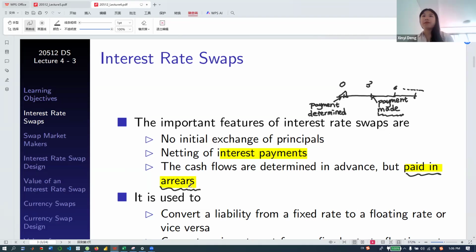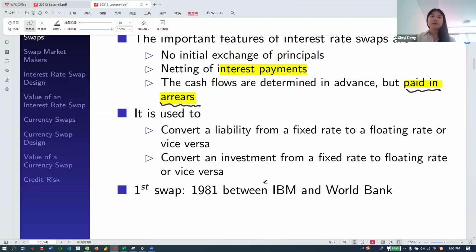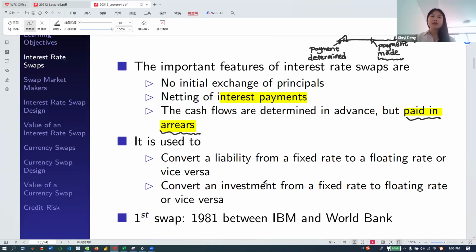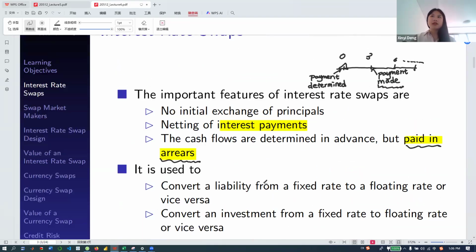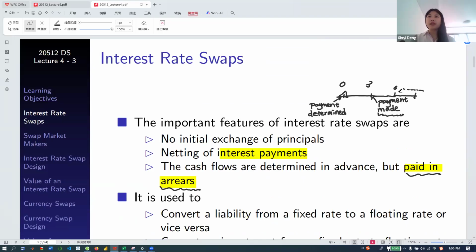So it's just that the payment is determined in advance for one period. And of course, if you are dealing with month 6 payment, that payment amount is going to be determined in month 3.